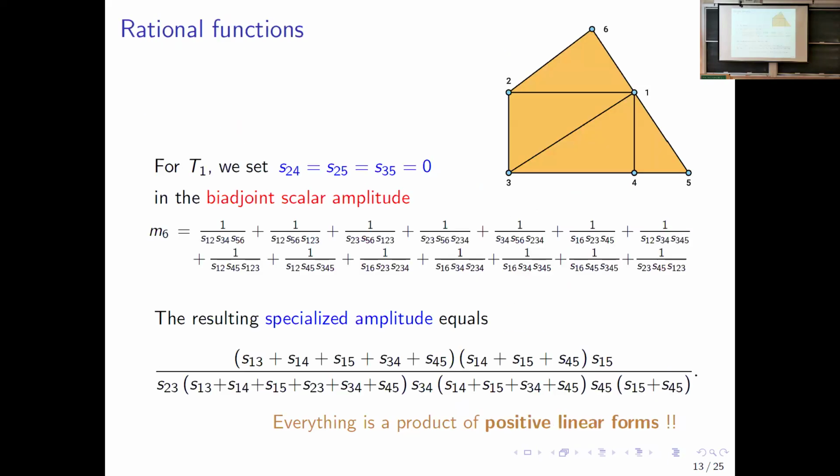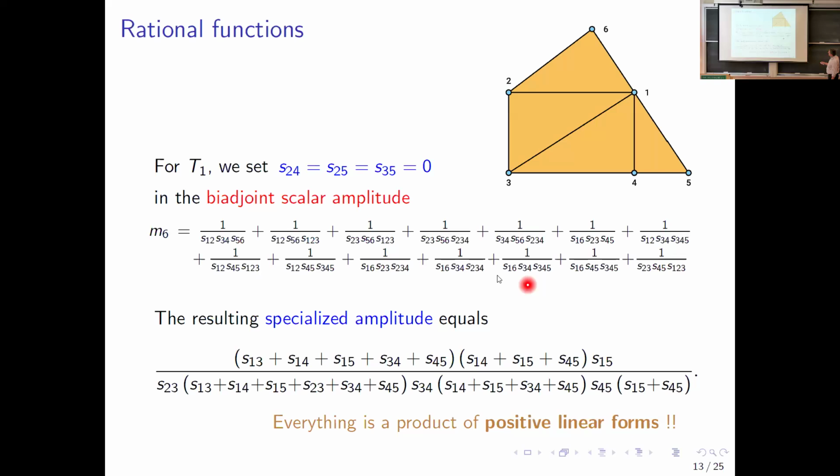Okay. Now let's go back for a moment to our bi-adjoint scalar amplitude. Now this looks deceptively simple. This looks very, very simple, right? But if you take this rational function and you're interested in the variety it defines, if you clear denominators, then the numerator has like 300 terms. It's not only a very big numerator, it's also not unique, modulo momentum conservation. So this is really a very, very deceptively simple expression.